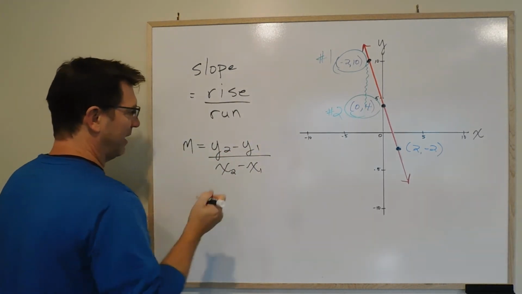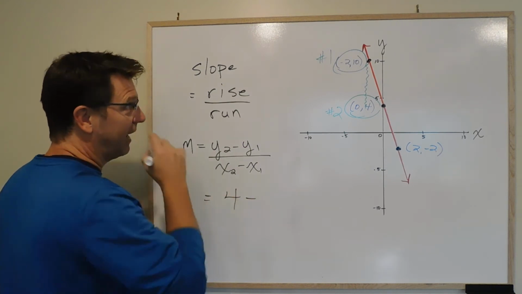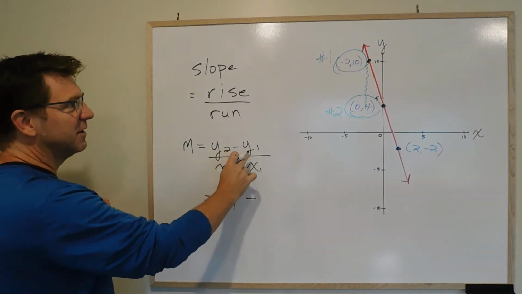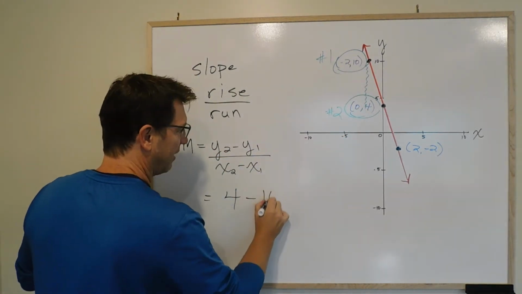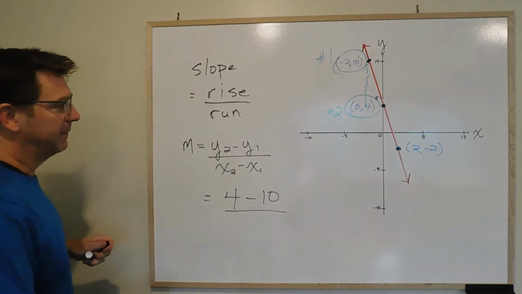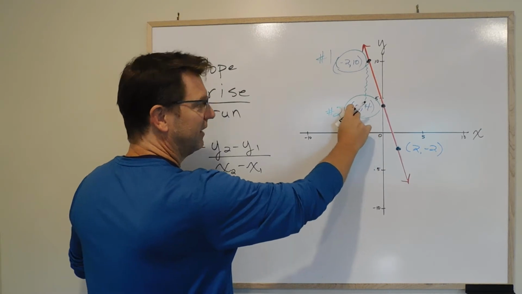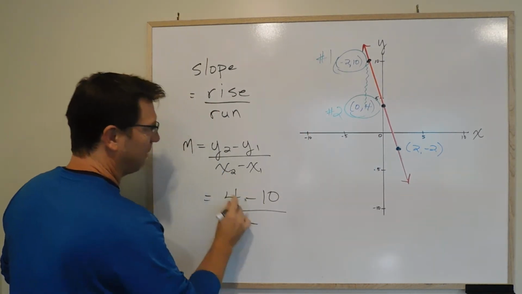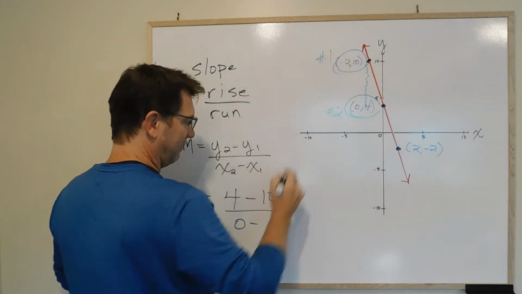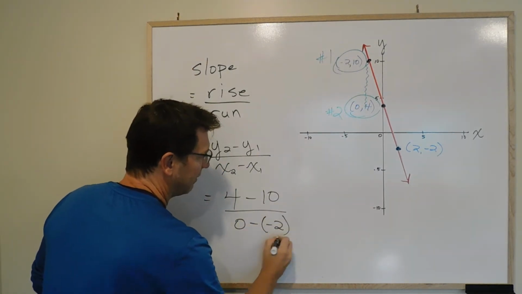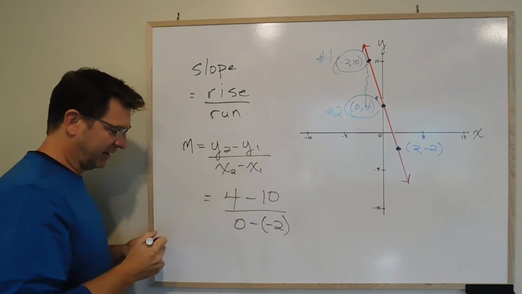So let's get out our black here. So I'm going to put a 4 in and a minus. And the y value in point number 1 is 10. So 4 minus 10. Okay. The x value in point number 2, remember it's always xy, x value is 0, minus the x value in point number 1, x value in point number 1 is -2. Be careful, you're subtracting, and the x value itself is -2, so you have a minus -2 there.